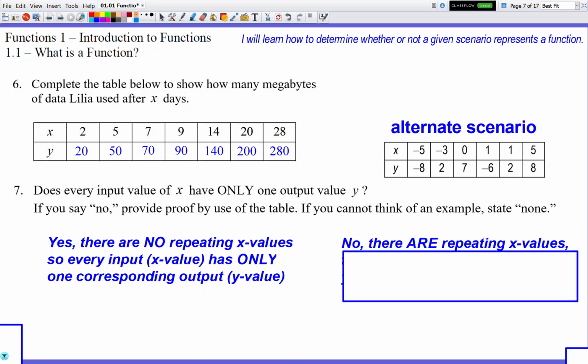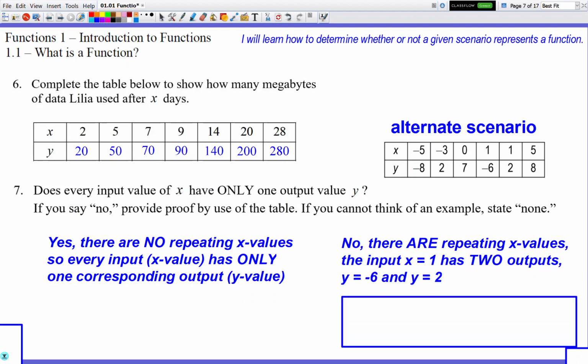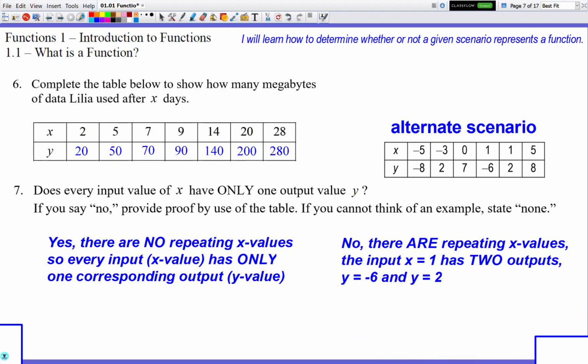So hopefully you say no, because there are repeating x values. Because my x values repeat, the input x equals 1 has two outputs, -6 and 2. So this would not be a function. This would pretty much say no to the question asked in number 7: does every input value of x have only one output value of y? And 7, like I said earlier, basically says, is this a function?